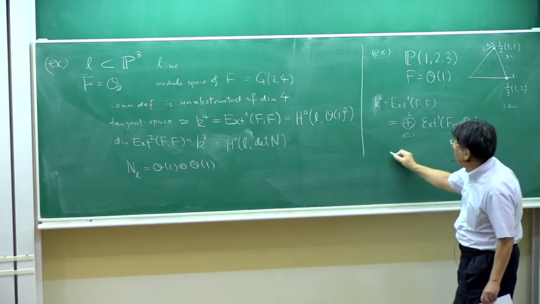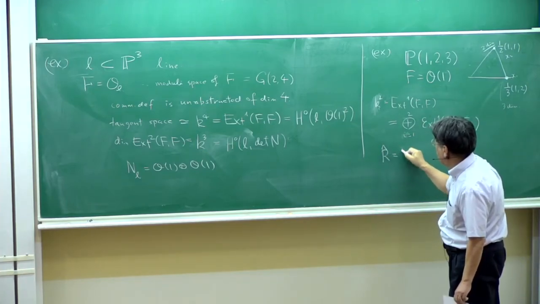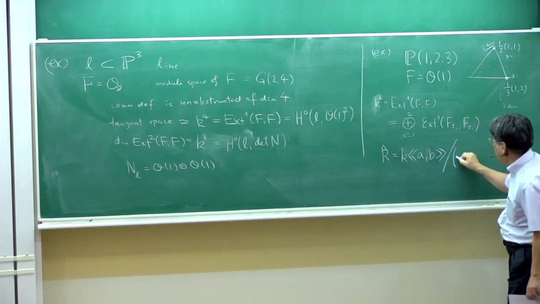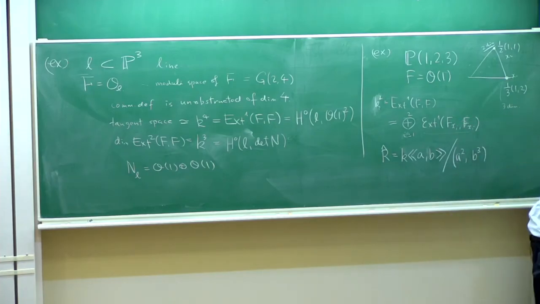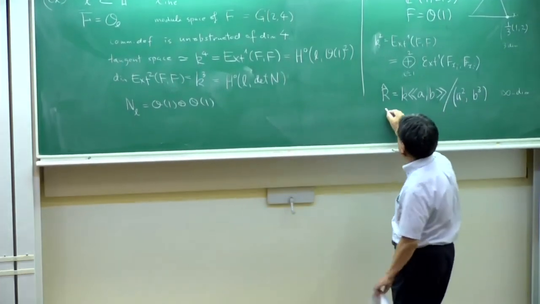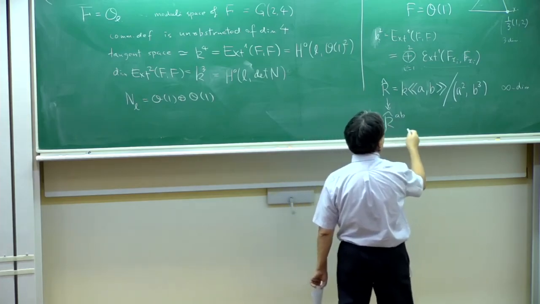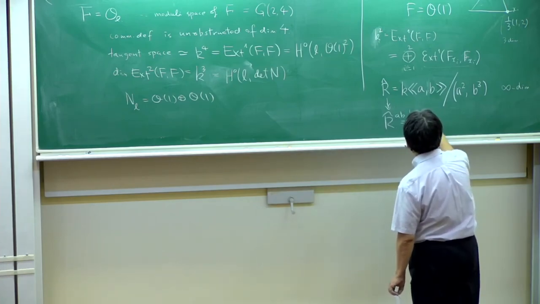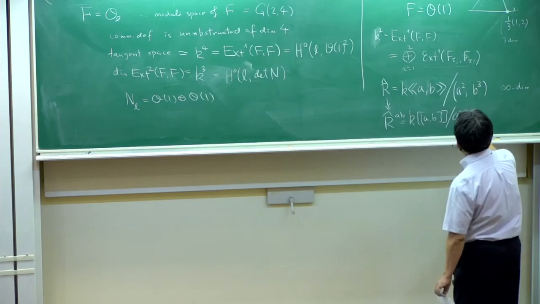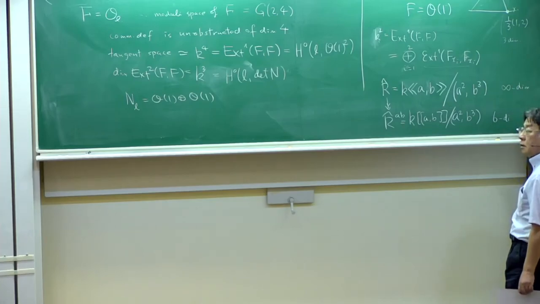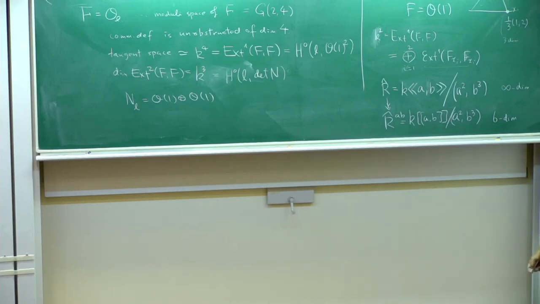So actually, the deformation space, R hat is equal to K<<A, B>> divided by (A squared and B cubed). And this is infinite dimensional. And if you take abelianization, so this is the parameter space of commutative deformation, then this is K[[A, B]] divided by (A^2, B^3), and this is just six-dimensional. So there are a lot more non-commutative deformations.